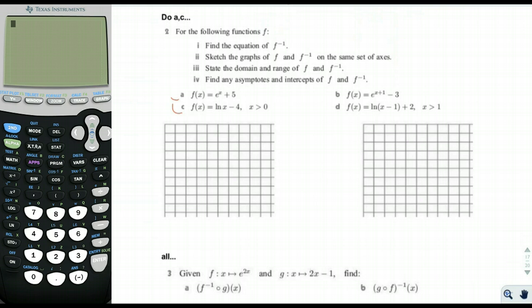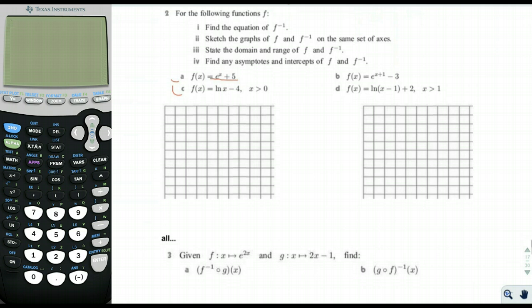For the following functions f, find the equation of the inverse function, sketch the graphs of the function and the inverse function on the same set of axes, and state the domain and range of the function and its inverse. Find any asymptotes and intercepts of the function and its inverse. Okay, so we're going to do first this function y equals e to the x plus 5.